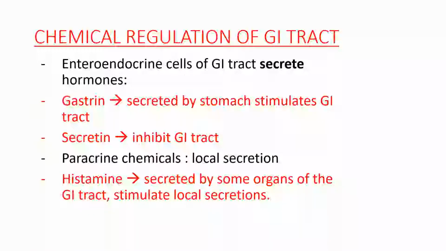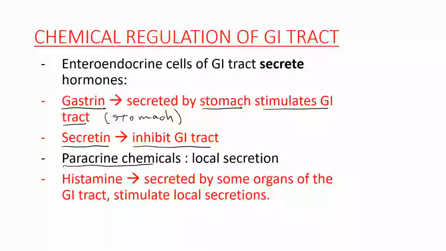Some of the hormones and parahormones secreted within the GI tract that influence its activity are substances like gastrin, which is a hormone secreted by the stomach. Gastrin stimulates the activity of the GI tract, specifically the stomach. So the stomach will begin to secrete and contract. Secretin, on the other hand, secreted by cells in the small intestine, is going to inhibit GI tract activity.